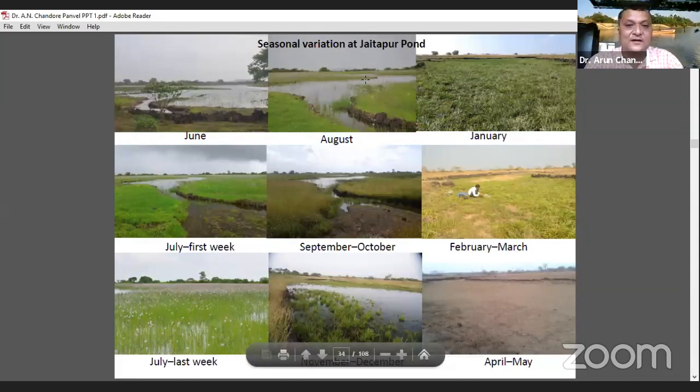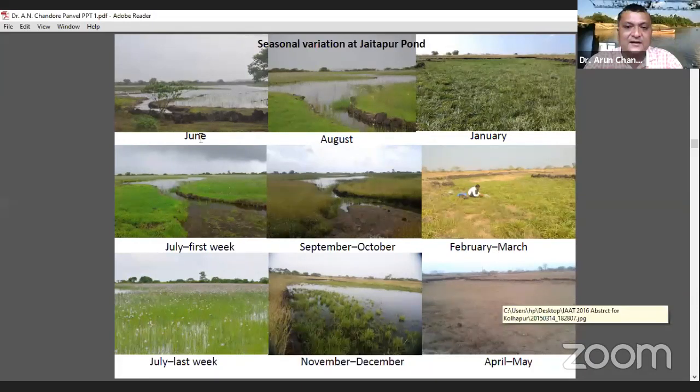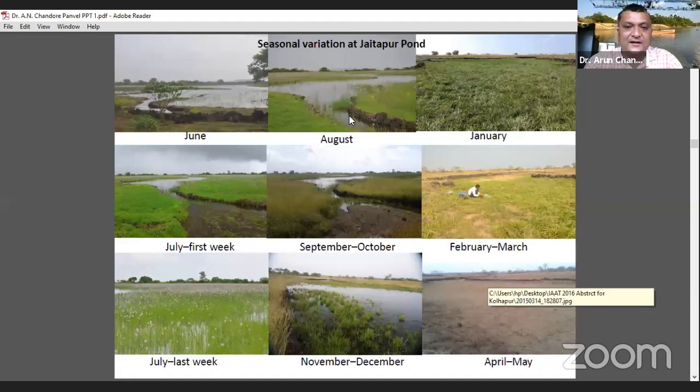Then August, and you see September, there is a different type of flower. In January, only Cryptocoryne is there, and in February, March, there is a small other plant. There is no water, and you see in February, March, this looks like barren land. In summer it looks like barren land, but how important is this pond! Here we have described some 5 species from this pond.